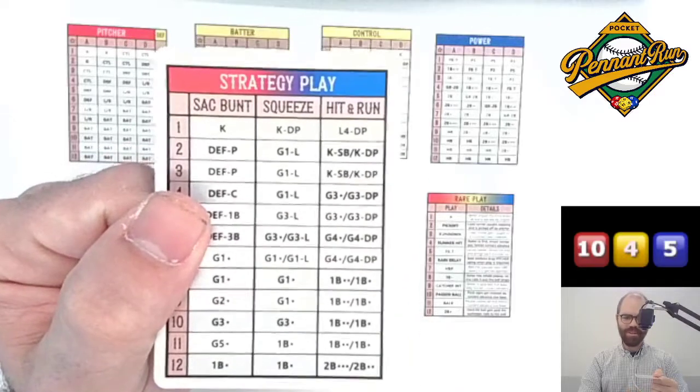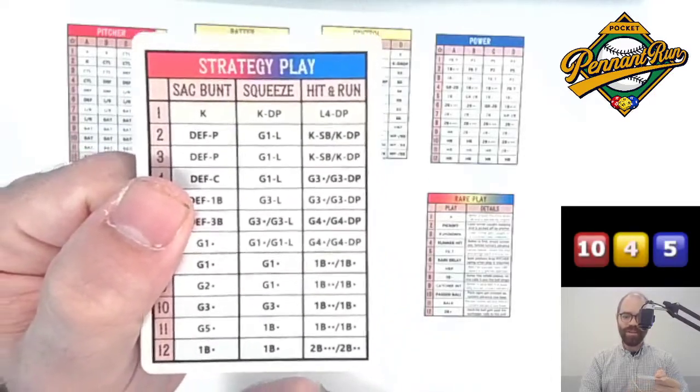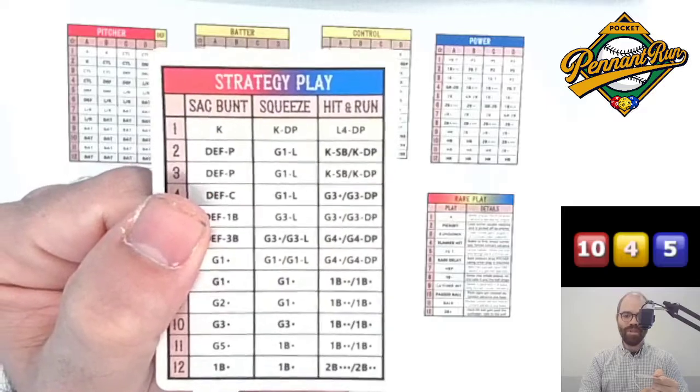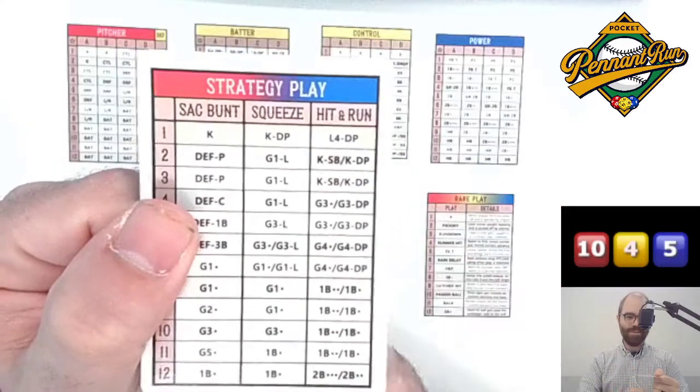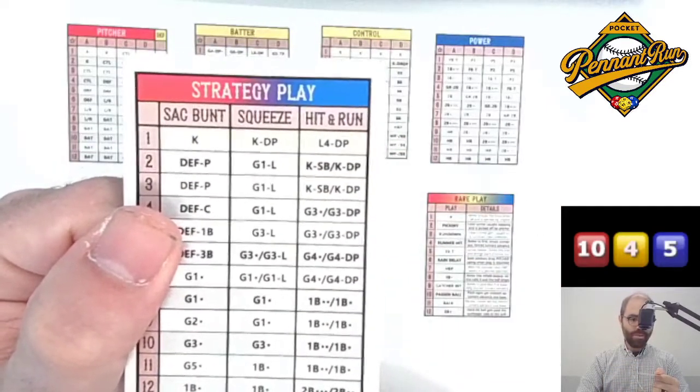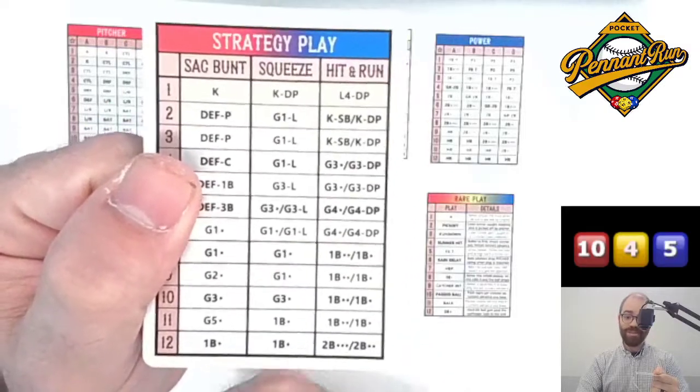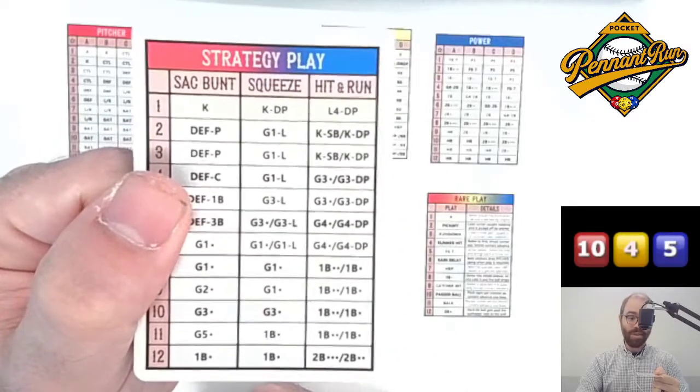Finally, we've got the hit and run here. We've revamped the hit and run to make it a little bit less confusing from the last version. You'll notice hit and run is just one column. So here's how it works. For the hit and run, there needs to be a runner on first, less than 2 outs, and an A or B batter up to the plate.